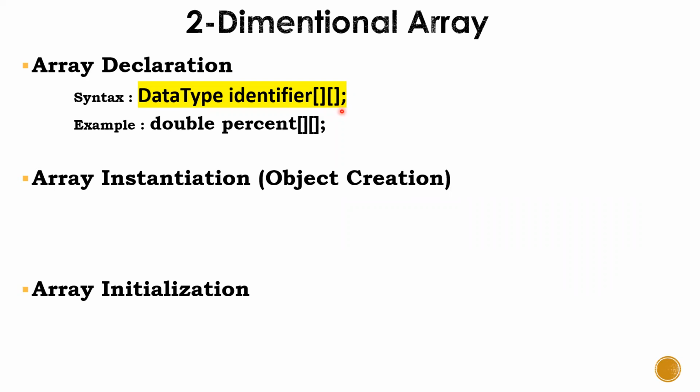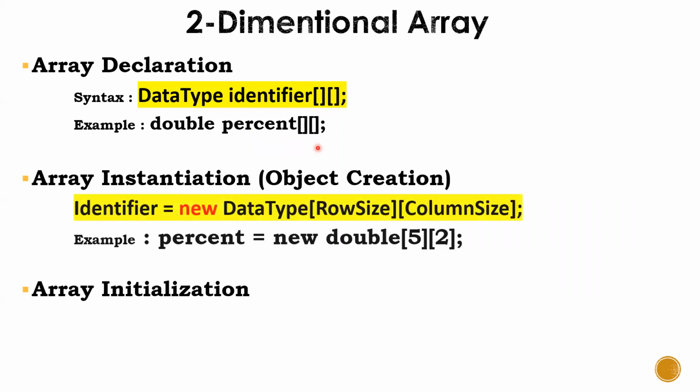Let's take an example. I want to store the percentages of students. For that, I'm creating an array of type double. The name of the array is percent, and these are the two square brackets. Once you declare the array, you can instantiate it with the help of the new operator, and you have to provide a row size and a column size. The column size is optional here, but the row size is mandatory. We'll see this kind of structure in the multi-dimensional array. For now, we are creating an array of 5 rows and 2 columns.